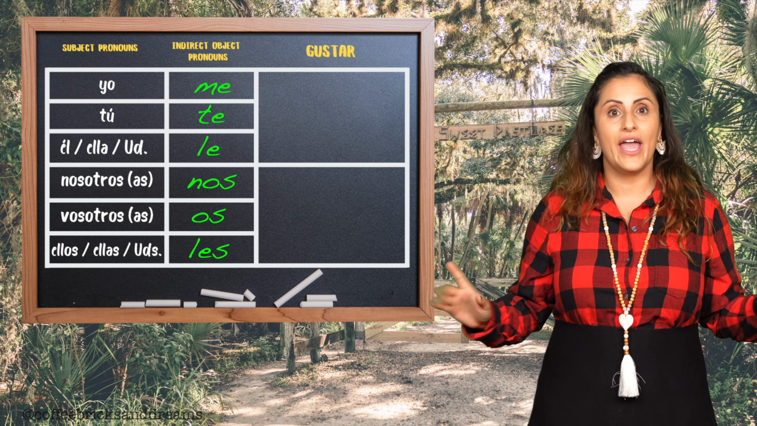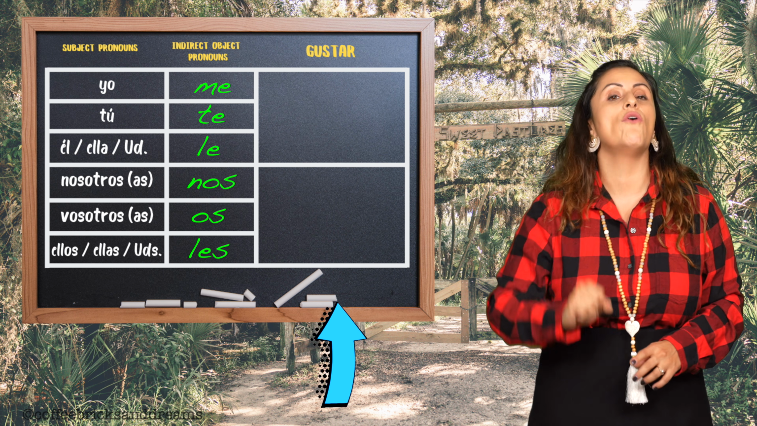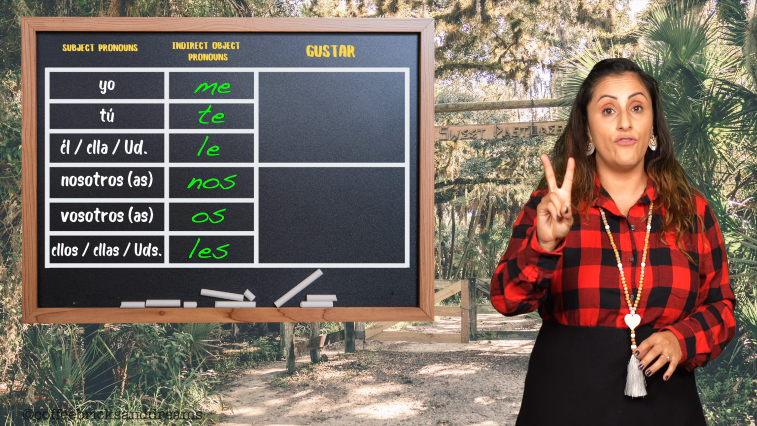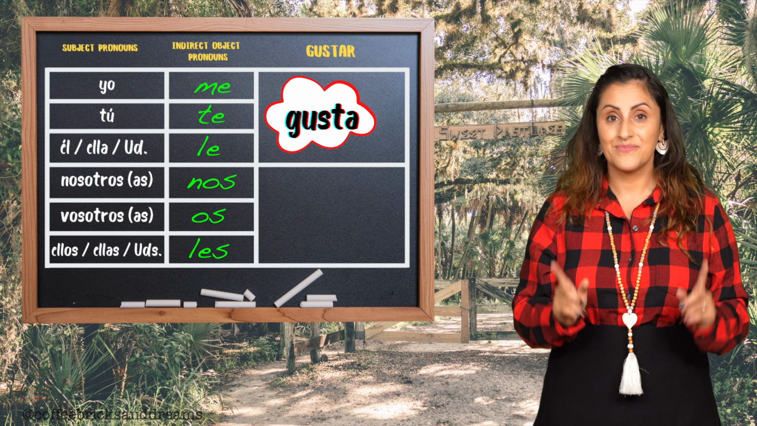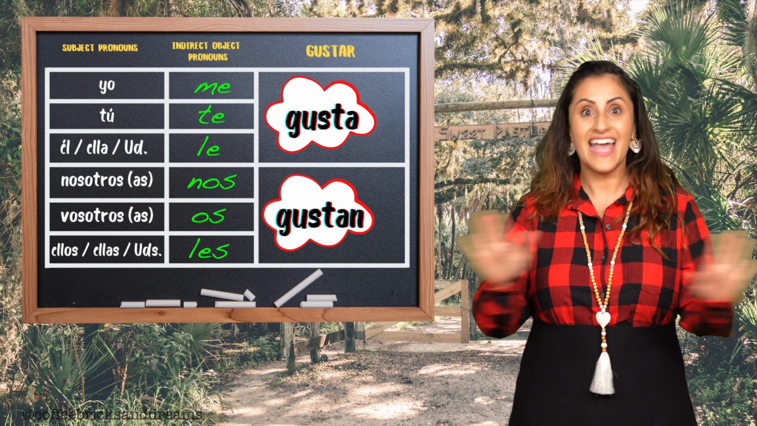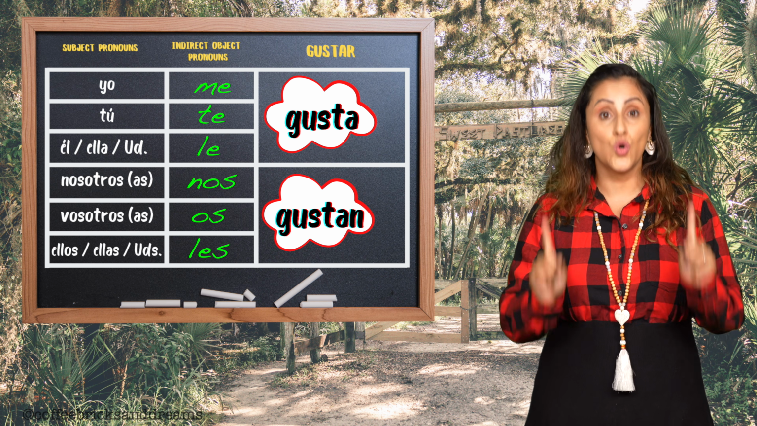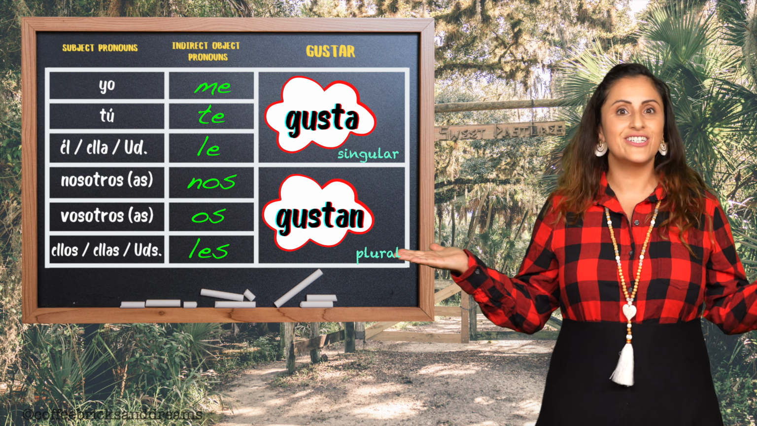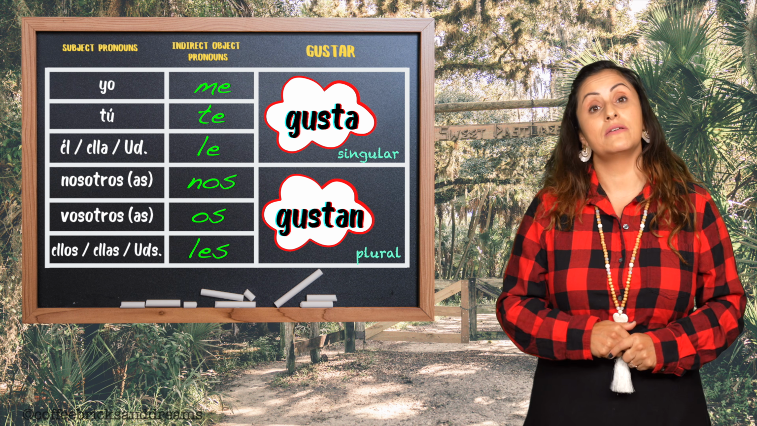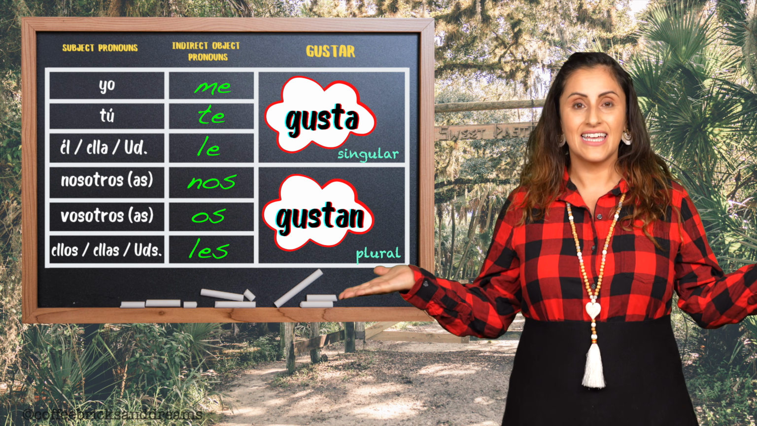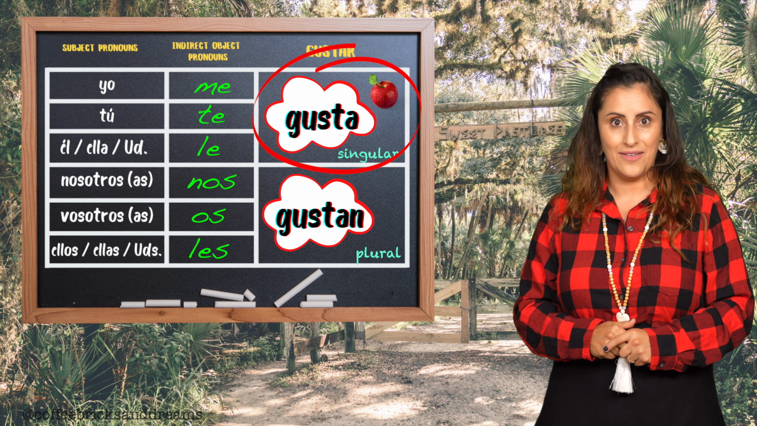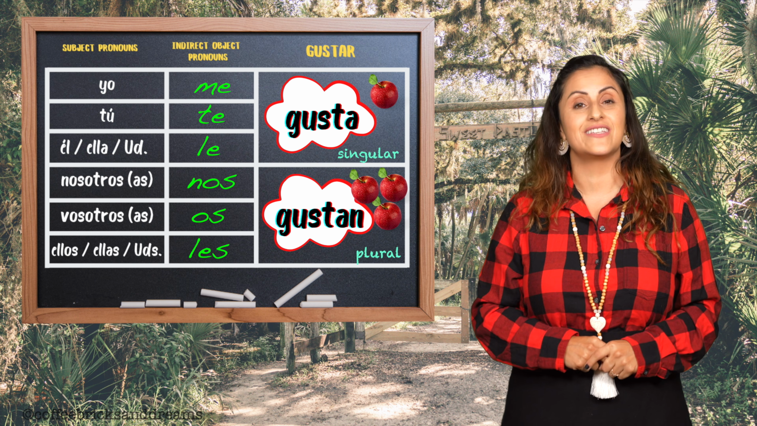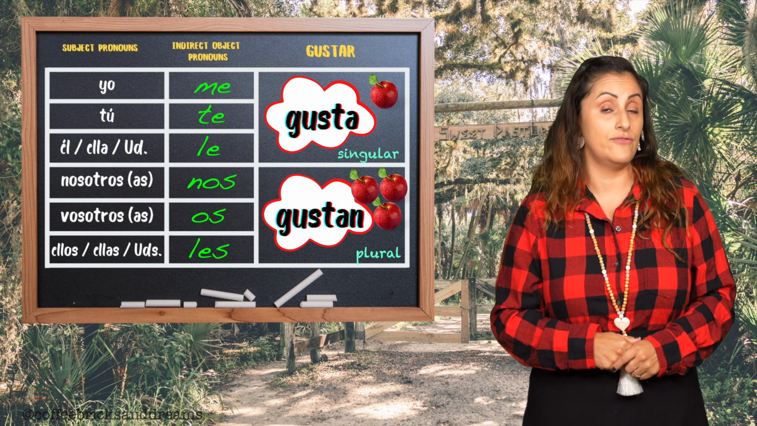So with that out of the way, it's time to look at the two forms of the verb gustar. Yes, you heard that right. There's only two forms. We have gusta and gustan. That's it. Nothing else to worry about. Gusta for singular things and gustan for plural things. So Teacher Catalina, what does that mean? That simply means, how many things do you like? Is it one thing? Then you choose gusta. Is it multiple things? Then you go with gustan. Those are all the rules that you need to remember for the form of the verb gustar.